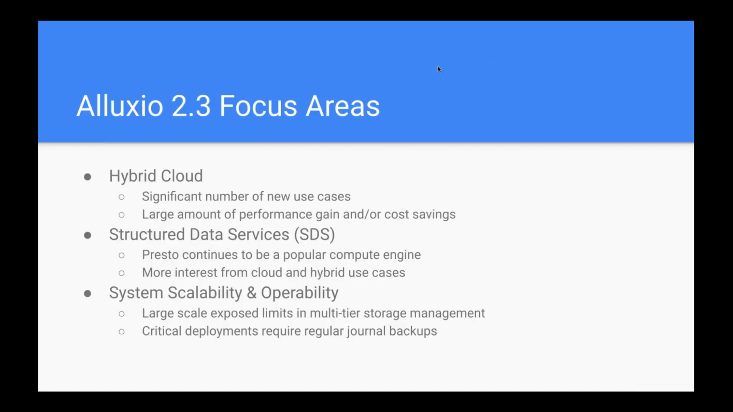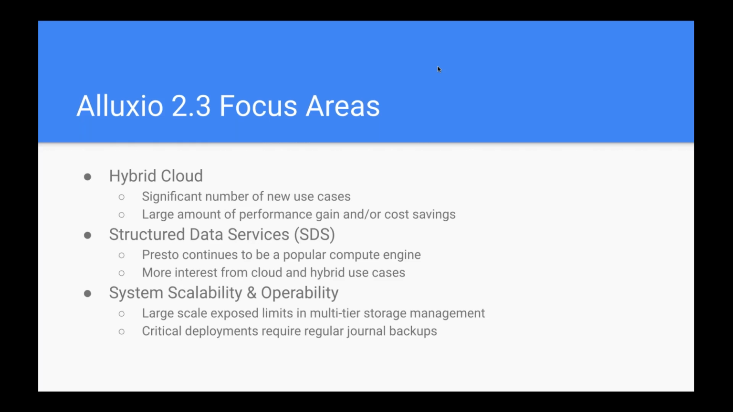All right, so the first thing I wanted to talk about was the high-level idea of what we were trying to do in 2.3. Basically, seeing the feedback from the community determined where we wanted to focus. And the first focus area was around the hybrid cloud use case. What I mean by hybrid cloud is generally users will have some data on an on-premise data center, and they want to leverage some compute in a public cloud, for example, like Amazon or Microsoft or Google.